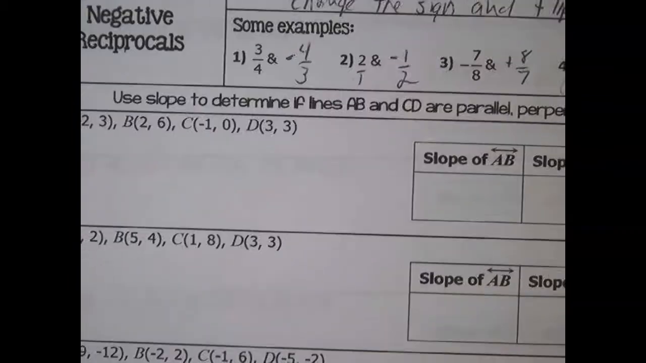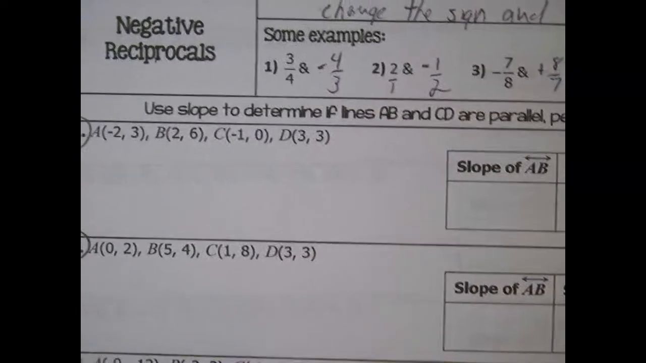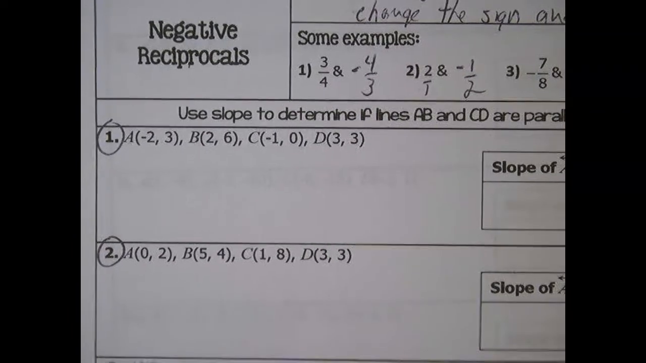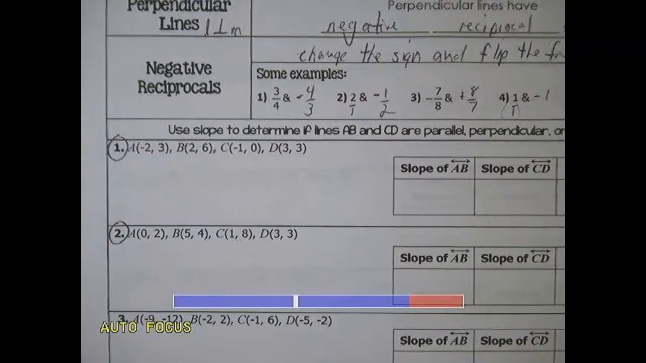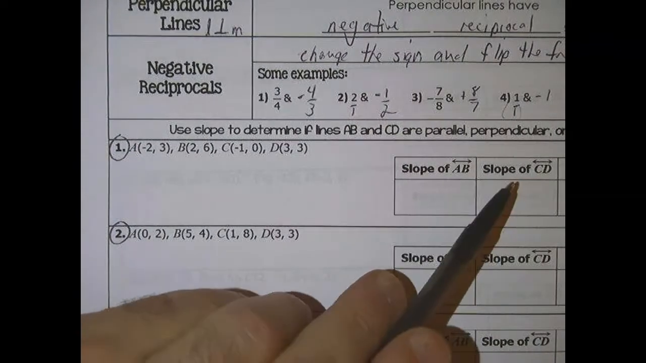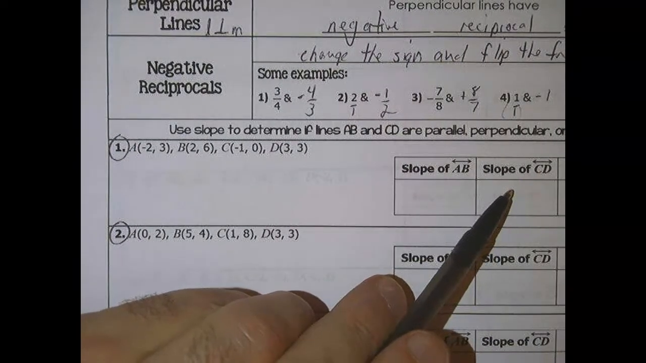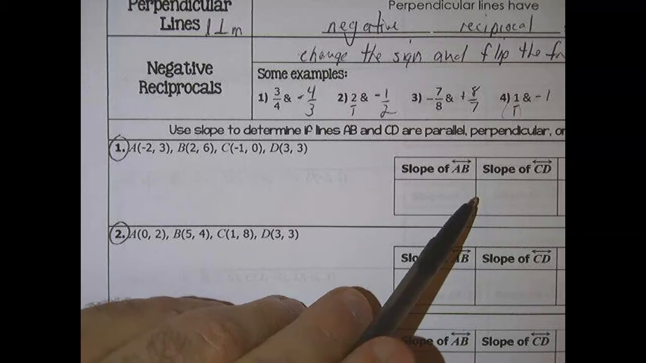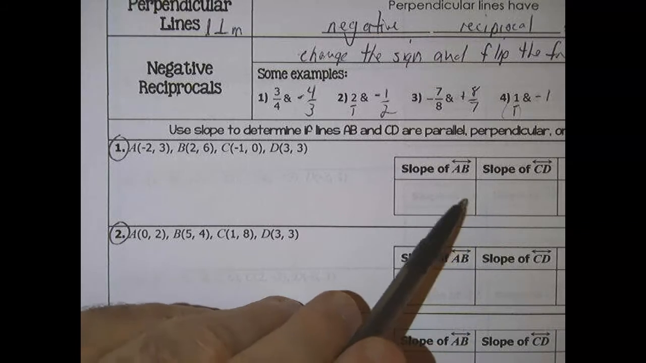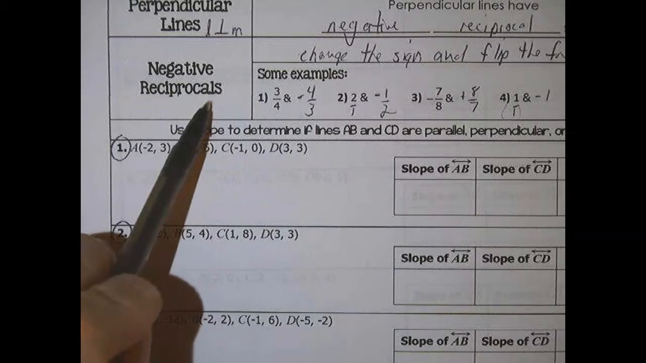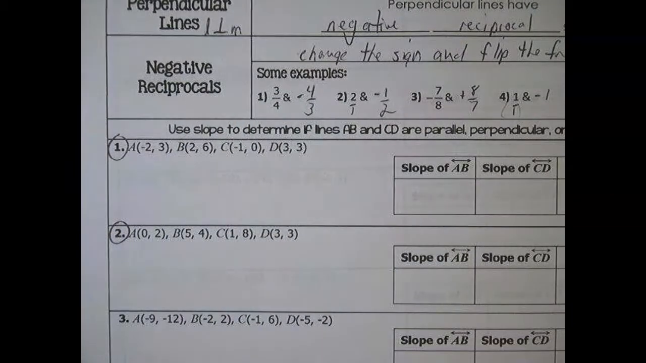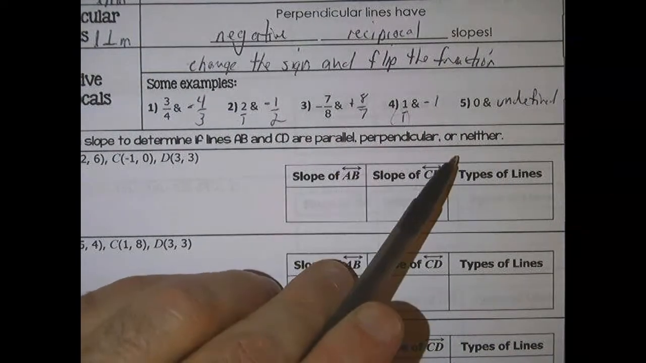All right, we're just going to do a couple of the examples on here. So let's look at example number 1. We're going to find the slope of two lines here, and if you look at the directions, we're looking for the slope of AB and the slope of CD. And we want to decide whether or not those lines are parallel, in other words, if they're the same slope, perpendicular, in other words, they're negative reciprocal slopes, or maybe neither. That would be the third option. So that's why the choices are parallel, perpendicular, or neither.